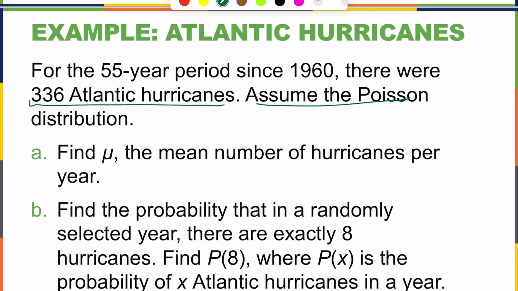and we'll see how well it does for us. Okay, find mu, the mean number of hurricanes per year. All right. There were 336 total, and there were 55 years. So 336 divided by 55 gives me 6.109.